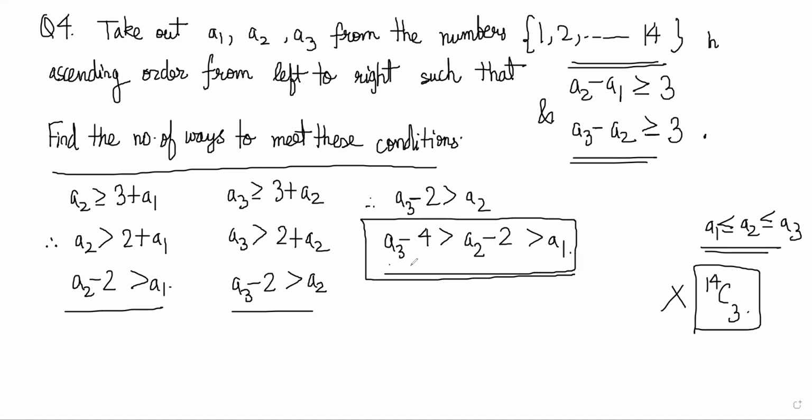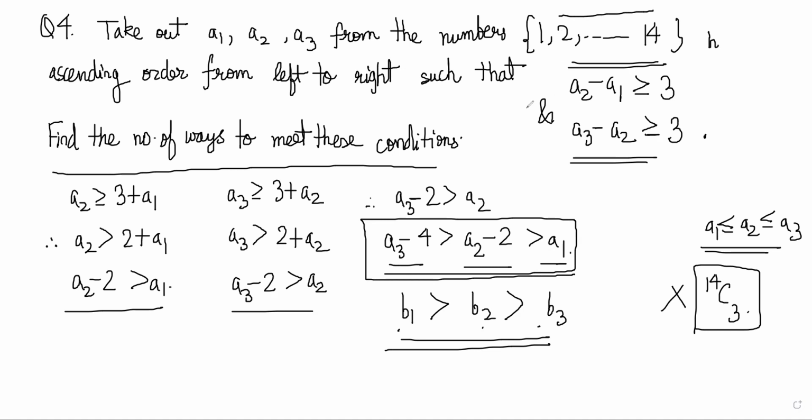So we have these 3 conditions, which is a strict inequality. If you call these numbers B1, B2 and B3, they are satisfying this strict inequality, right? Now think about it. What is the highest number that A3 can be? A3 could have been anything from 1 to 14. So A3 could have been 14. So A3 minus 4, which we are calling B1, can be 10, right? If A3 could have been 14, B1 could have been 10.